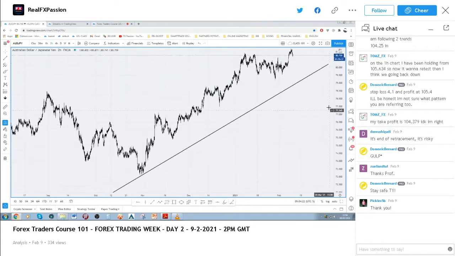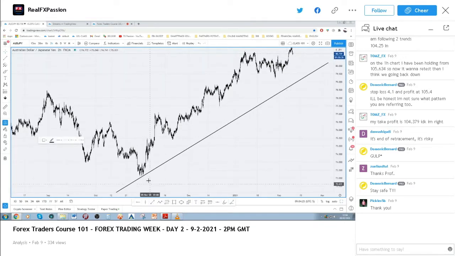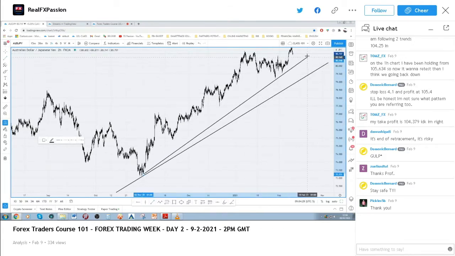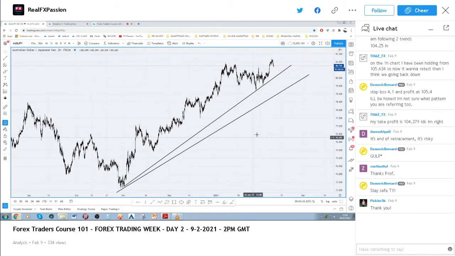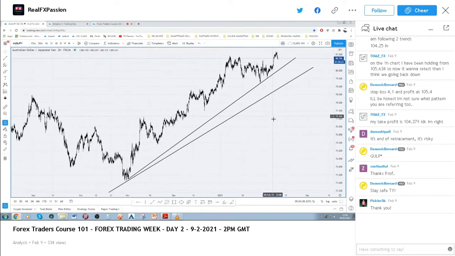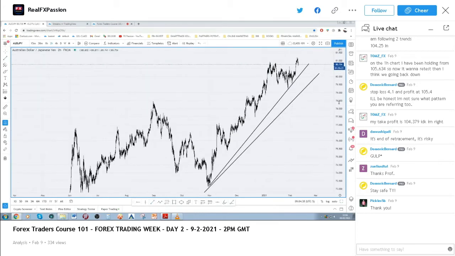And talking about what we have learned in the previous lessons, we have this one, the medium term uptrend line, right? And the aggressive one was broken, so there is no use. So this is one, everybody, from the previous lessons.